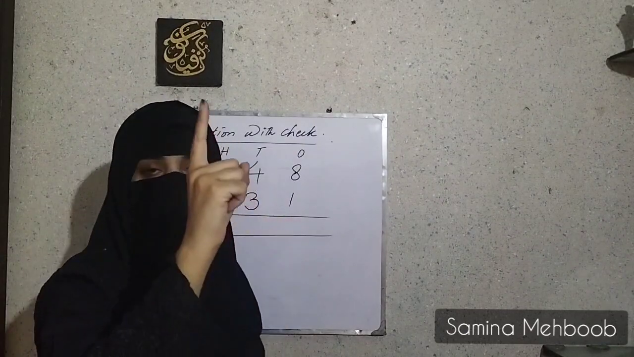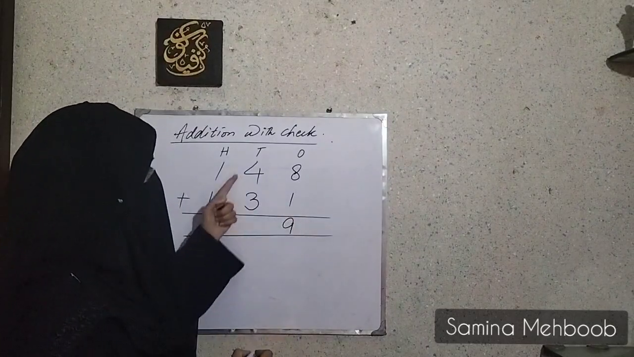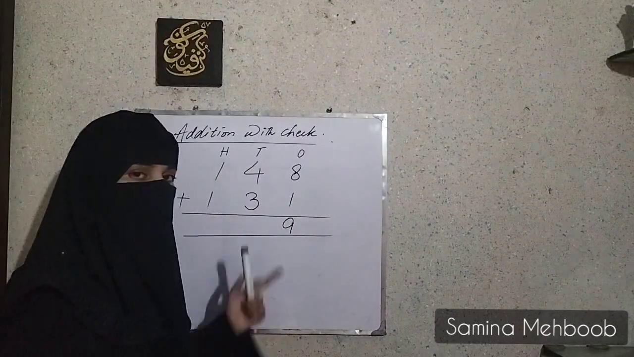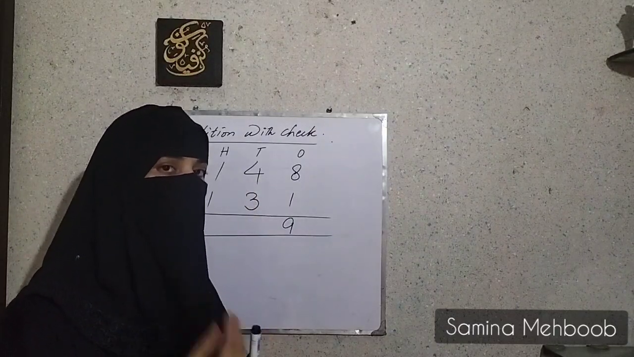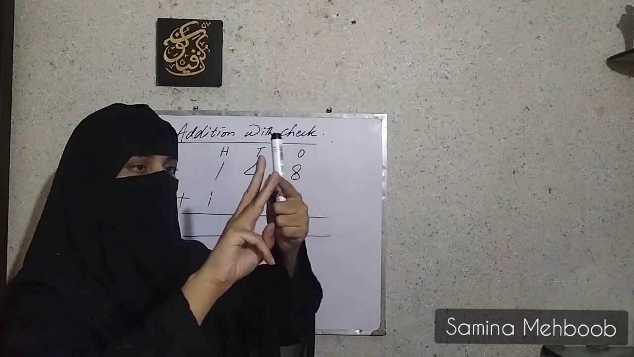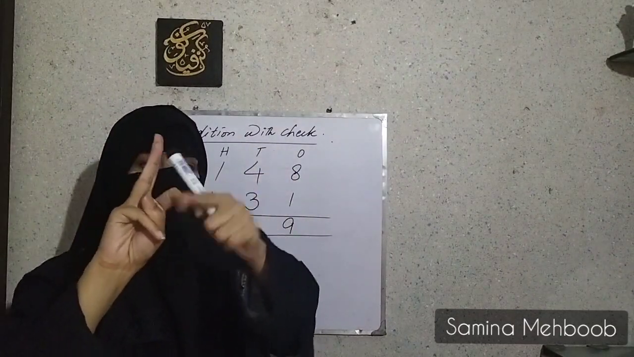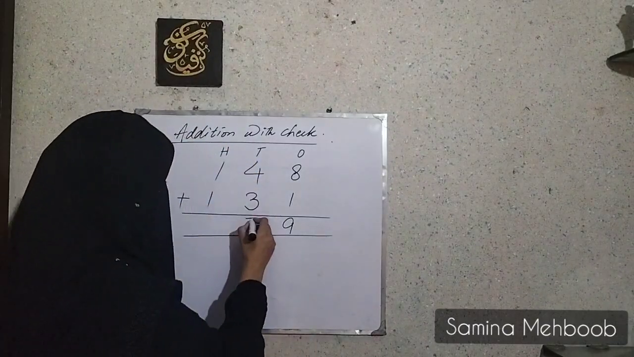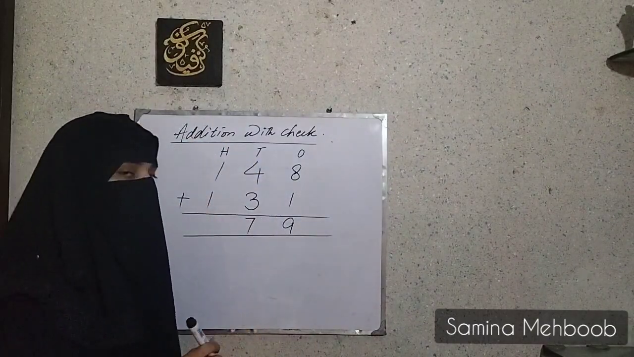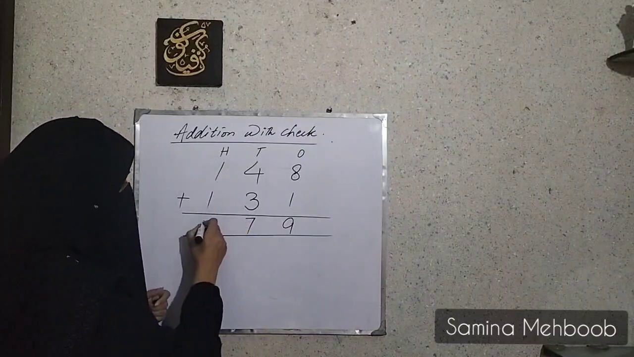After it, 9. Okay. What is the smaller number in tens place? 3. Open the number of fingers 3. 1, 2, 3. After that, 4, 5, 6 and 7. Okay. And look at the hundreds place. 1 and 1, you already know, 2.